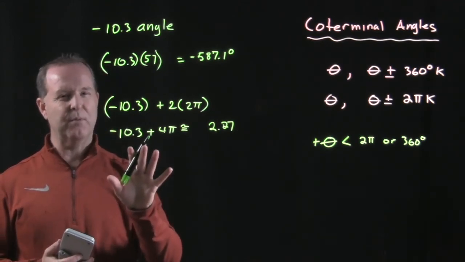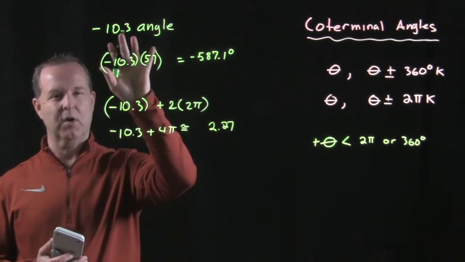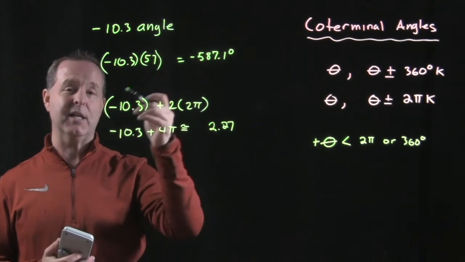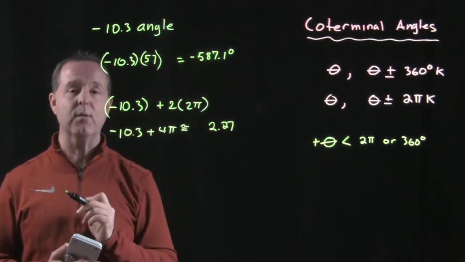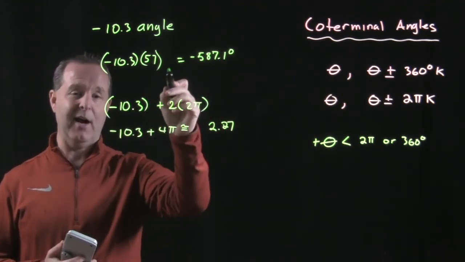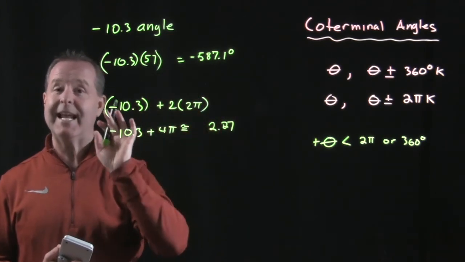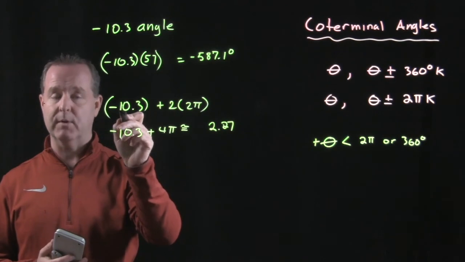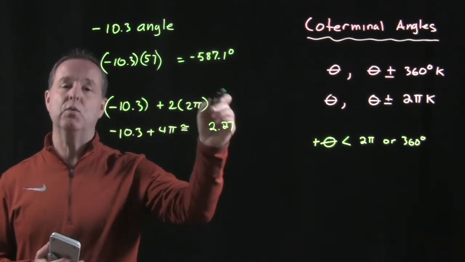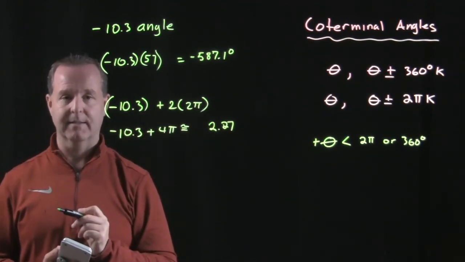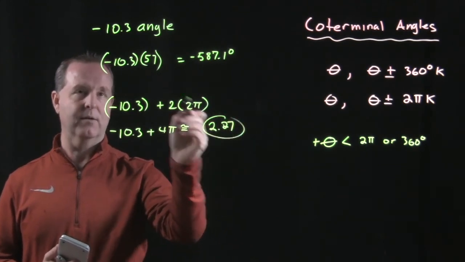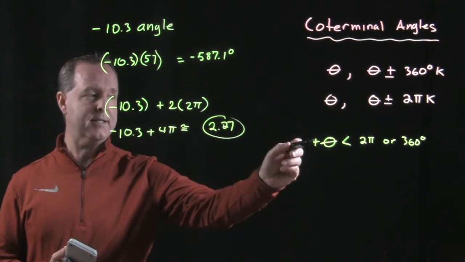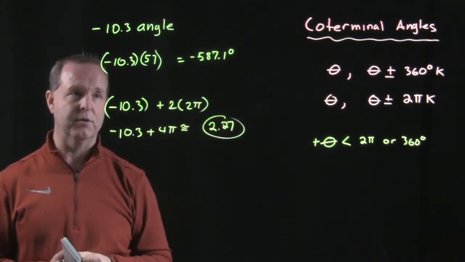Again, kind of a weird problem because it started off in radian world. I had to use some tools that are best used in degree world to find out how many revolutions I need to go. I take that piece of information only, pop it back into my original problem, which is in radian world, and add 2 revolutions of radian world to that. And that will help me find the coterminal angle. So negative 10.3 is coterminal with 2.27. It's positive and less than 1 full revolution.